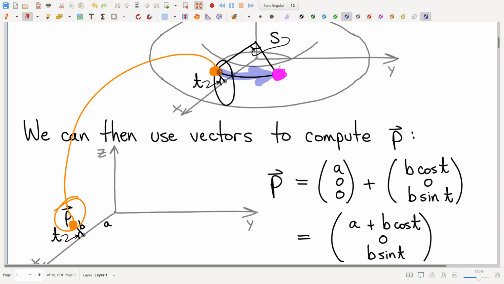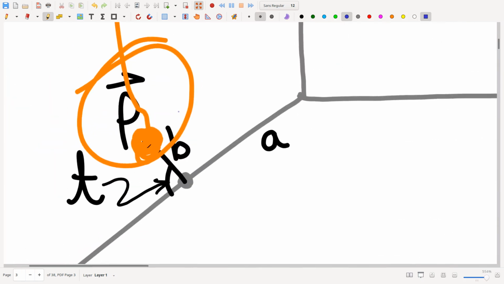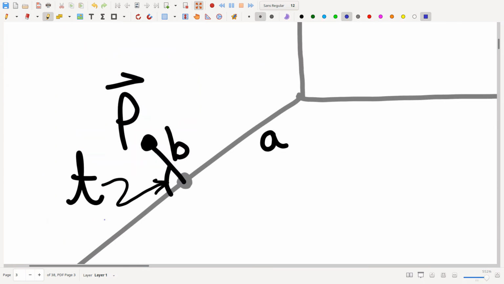Let's talk about this orange point first. This orange point, a little bit easier to see, blown up like this. And let me clean up my picture here. That's a great big mess. Okay, so here we go. That point there. Notice that point is this vector plus that vector.